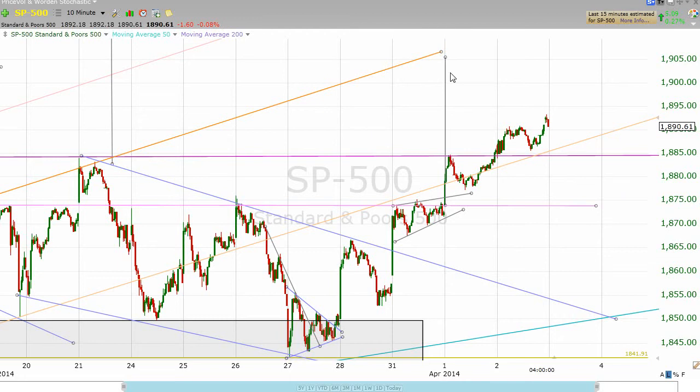And frankly, we won't be there until we're over 1900, at which point I think probably a psychological barrier will have been crossed, lending even a little bit more support for the idea that we are now starting another leg up.